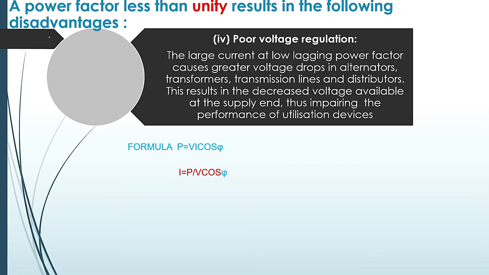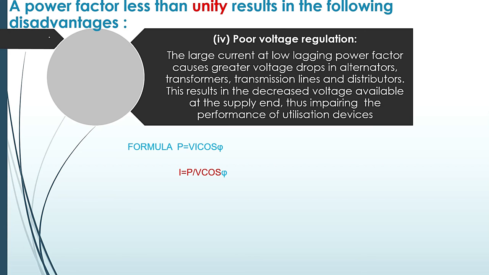So current is increasing means voltage is getting decreased. If voltage decreases, what will happen? You have to put regulators to regulate the voltage. This also increases your cost, right? So these are the four disadvantages that occur when your power factor is less than unity. Okay, so now this is clear for you.